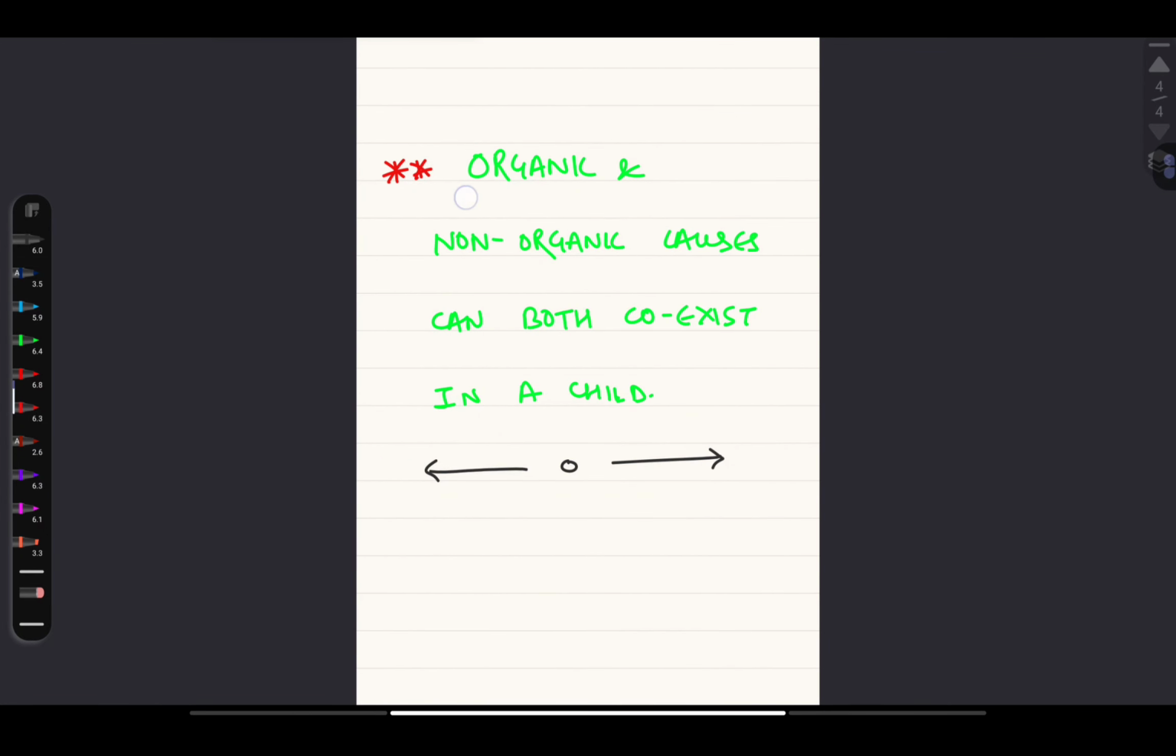It is also to be noted that organic and non-organic causes of failure to thrive can both coexist in a child. For example, as I've already mentioned, a CP child can experience child neglect, which is a form of non-organic failure to thrive, and also there will be poor intake of nutrients because of the spasticity involved, or GERD, resulting in failure to thrive.